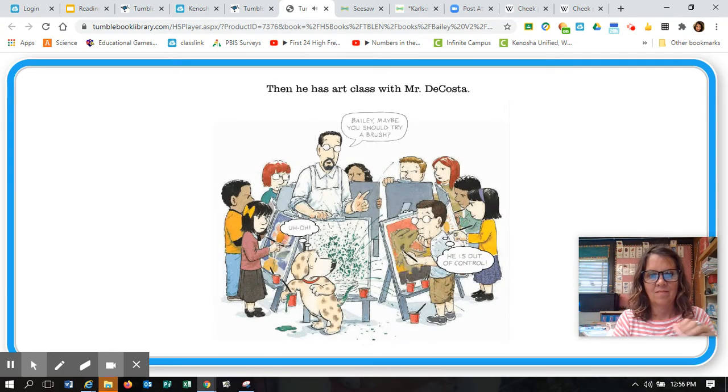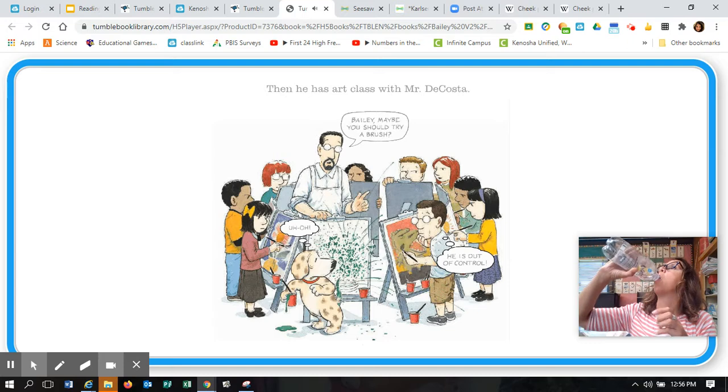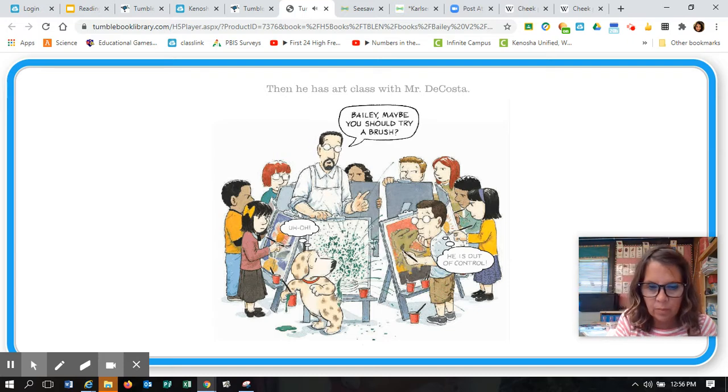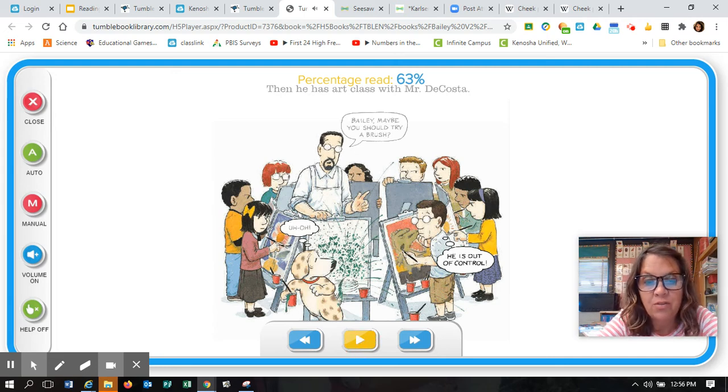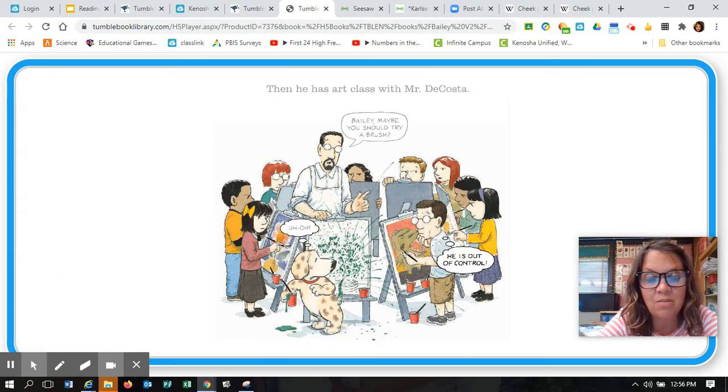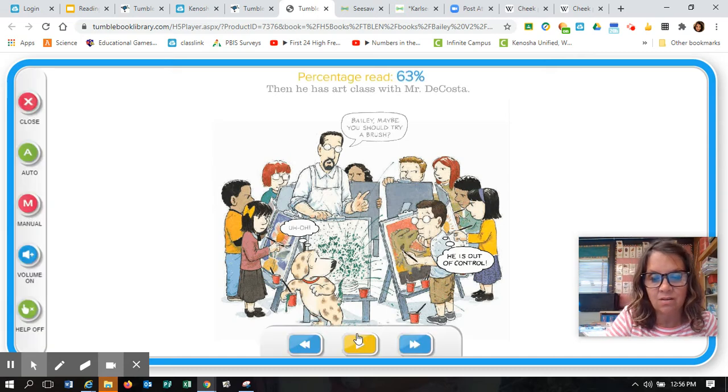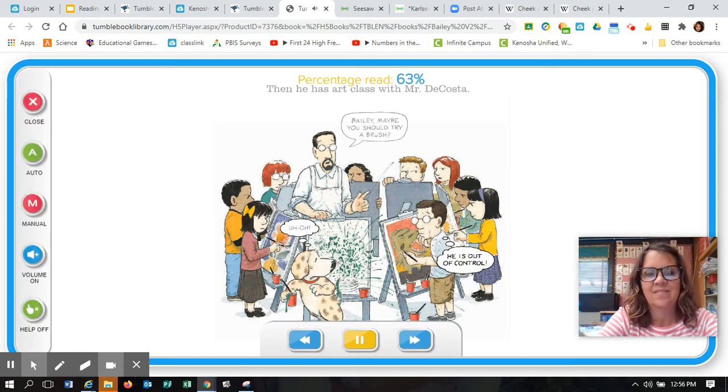Then he has art class with Mr. DaCosta. Bailey, maybe you should try a brush. Uh-oh. Right, so he doesn't paint with a brush. What does he paint with, everybody? Say it out loud. Yes, I saw you say tail. That would be another detail, is that he paints with his tail. He is out of control.